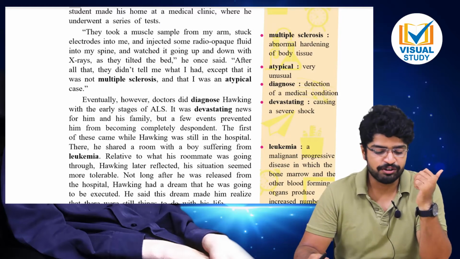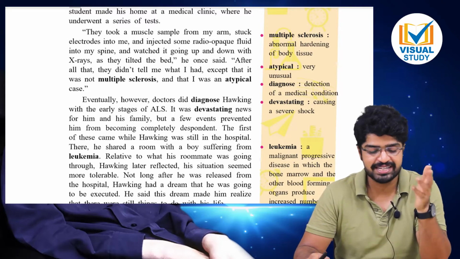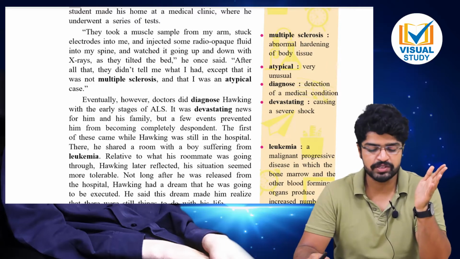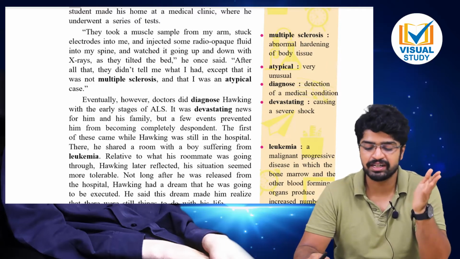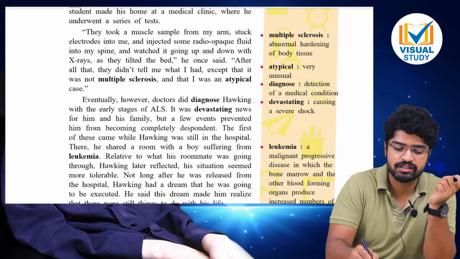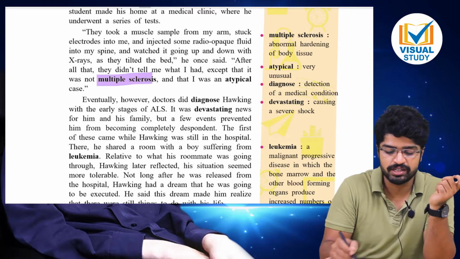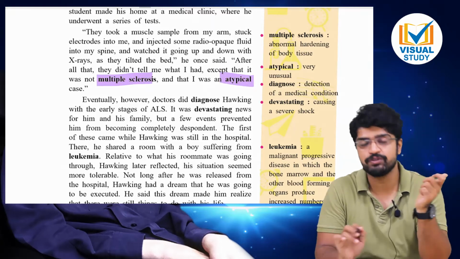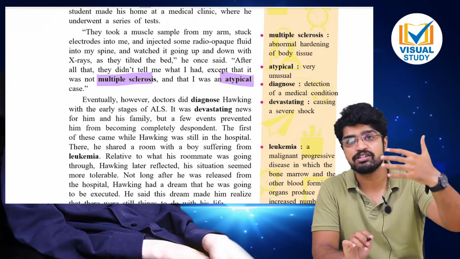He once said, after all, they didn't tell me what I had except that it was not multiple sclerosis and that I was an atypical case. Atypical means unusual case. So Hawking said I was not typically suffering from multiple sclerosis as what doctors predicted, but I was an atypical case. I was a unique case. I was a very special case.